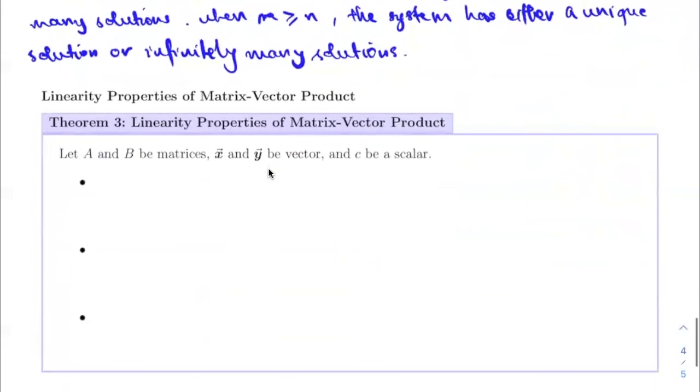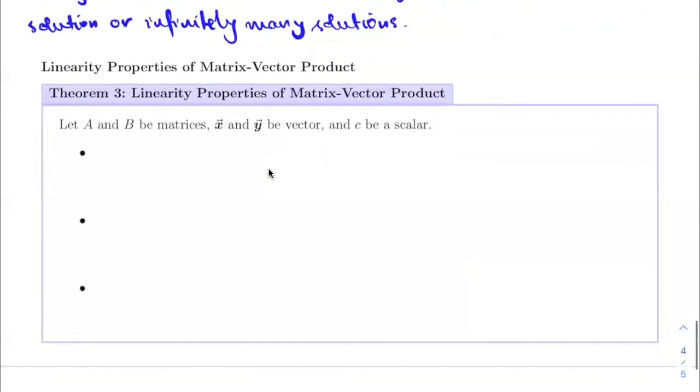The last topic I want to cover is called the linearity properties of the matrix vector product. And again, when you talk about the matrix vector product, the matrix is considered as an operator. So you want to see how the matrix operates on this column vector. So let A and B be matrices, x and y are vectors, and c is a scalar.